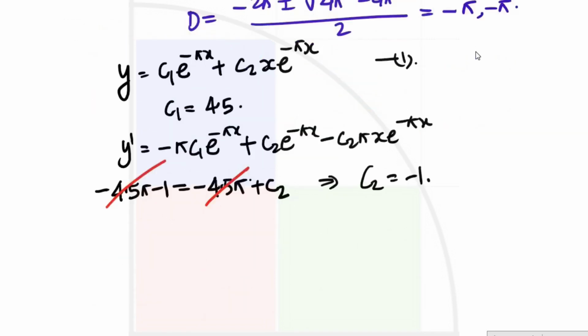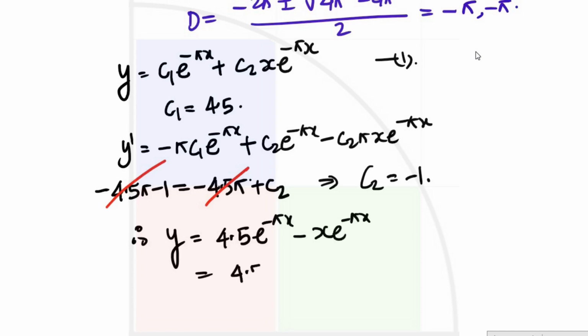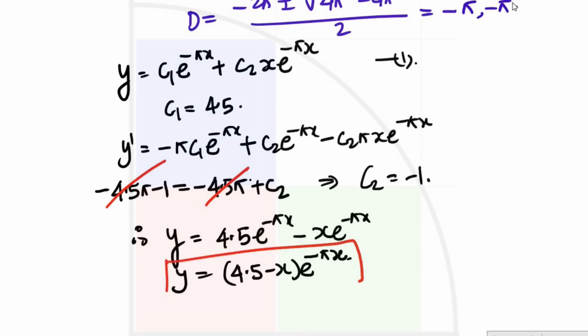So we can write our final equation as y is equal to 4.5 e to the power minus pi x minus, since c2 is 1, we can leave 1 and directly write x e to the power minus pi x. This will give us (4.5 minus x) e to the power minus pi x. Okay, and this is the final solution for the given problem. Now let us move to question number 28.